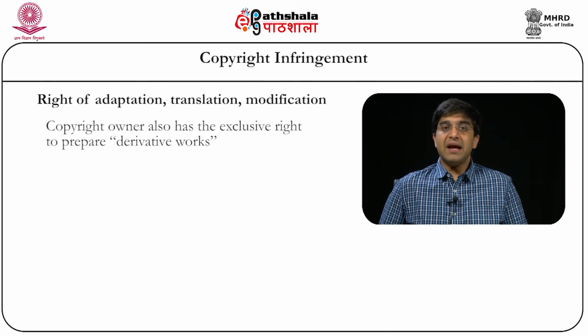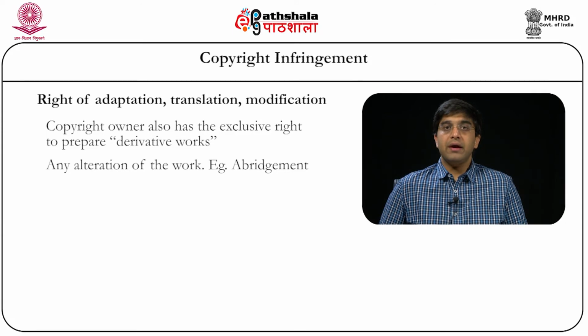Therefore, he has the right to prepare what we call derivative works. As the term suggests, this means the works which are derived from the original work. For instance, any alteration made to the work. Take for instance an abridgment of a book. An abridged version of a book is considered to be a derivative work, and therefore to prepare such an abridged version, the person preparing it must take the permission of the owner of the copyright in that literary work.